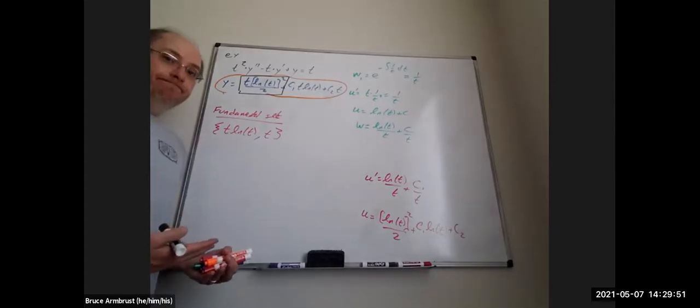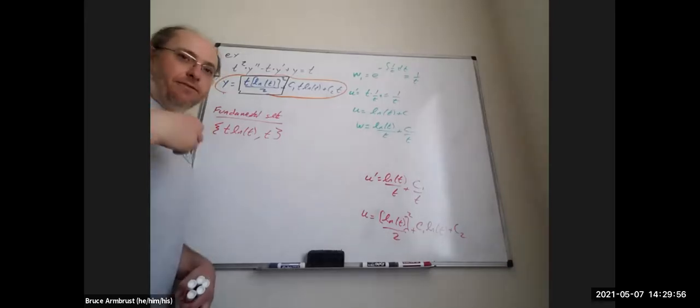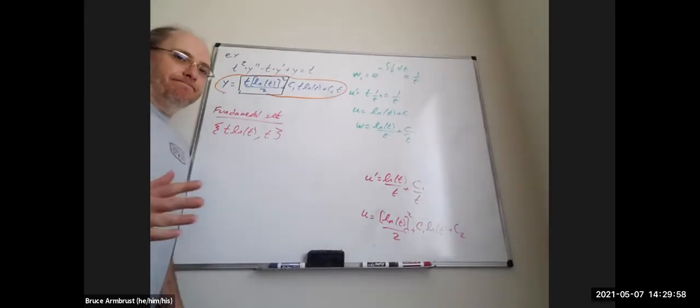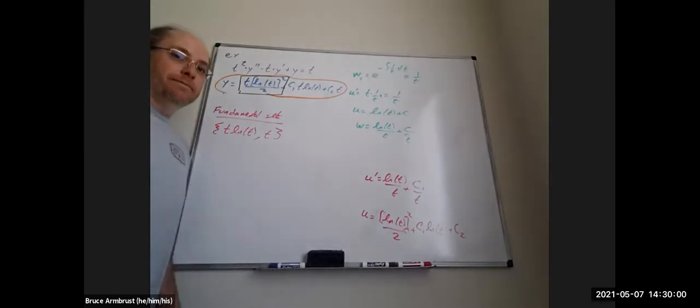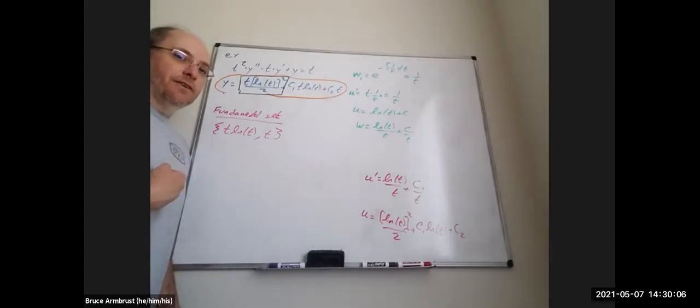All right, so this is the process. Given a solution to the homogeneous, make the guess of u times it, and then run with it. It turns it into a first order, and we know how to solve first order.